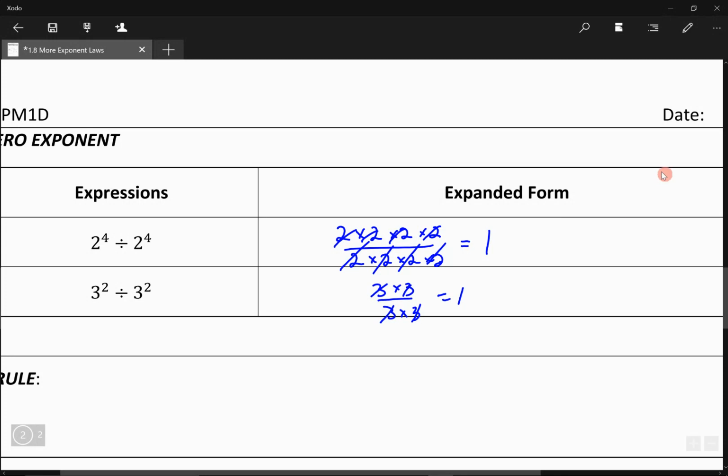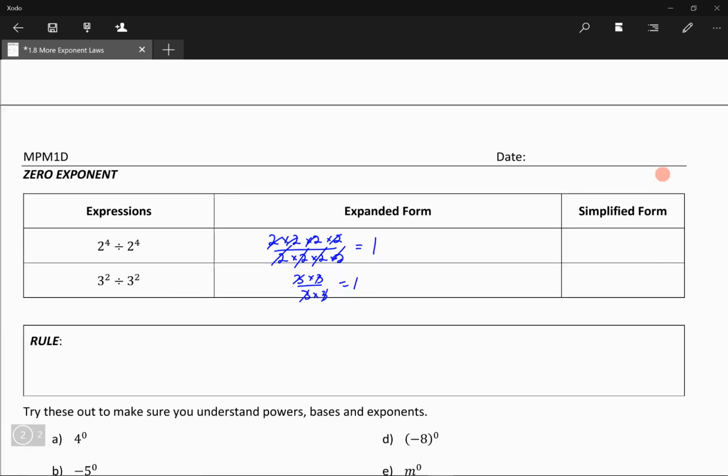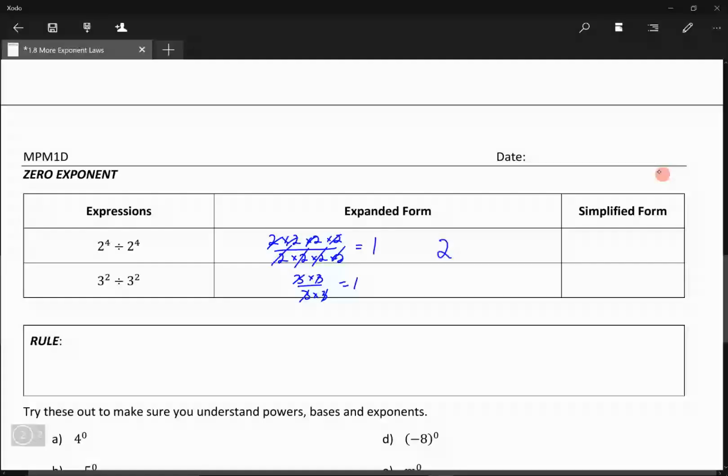Excuse me. Okay. So what does that mean? Well, no matter what you have, remember this is the division of exponents, so you just subtract the exponents. So 2 to the power of 4 minus 4 is just 2 to the power of 0, right? And if you know it's going to be 1, well, any number raised to the exponent of 0 will just give you 1. Same here. So 3 to the power of 2 minus 2 is just 3 to the power of 0. Any number raised to the exponent of 0 is 1.